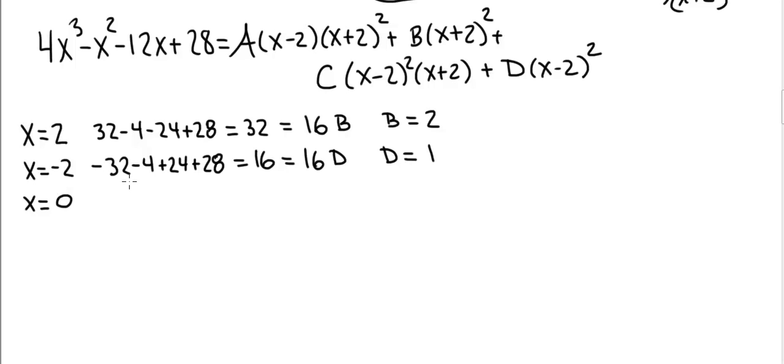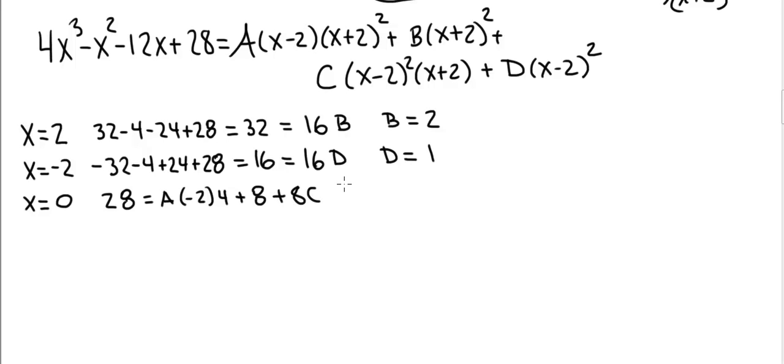Let x be 0. The left hand side is 28. On the right we have 0 minus 2, that's minus 2, so we have a times minus 2 times 4. And then we have b. b is equal to 2. 0 plus 2 is 2. 2 squared is 4 times 2, that's 8. So the b term, with b being 2, is 8. For the c term, we have 4 times 2, that's 8, so plus 8c.